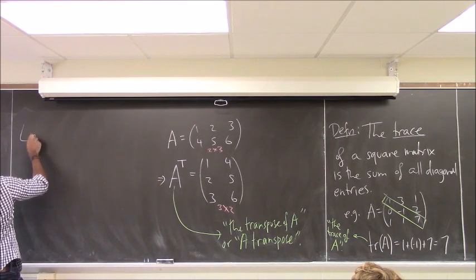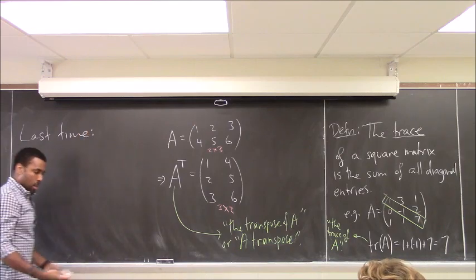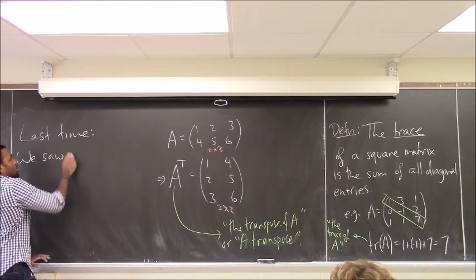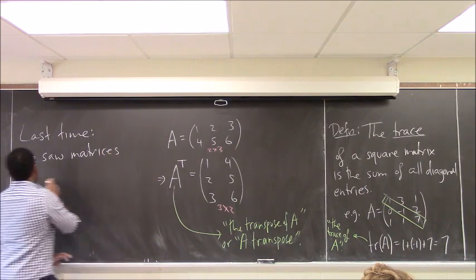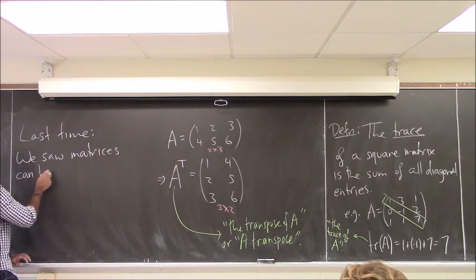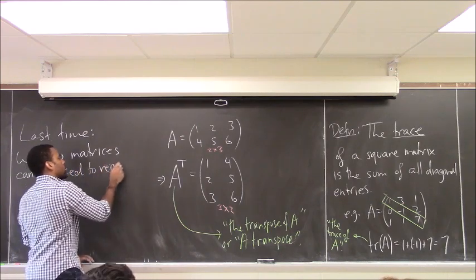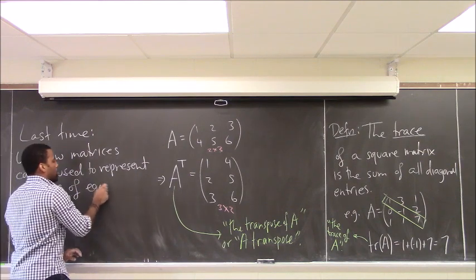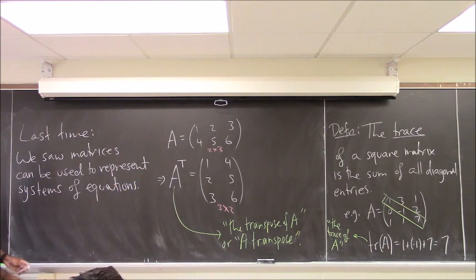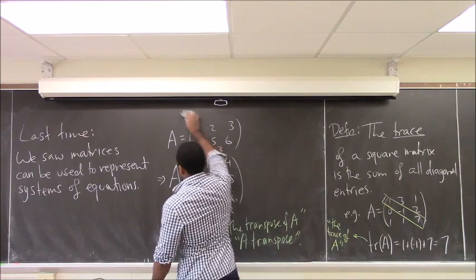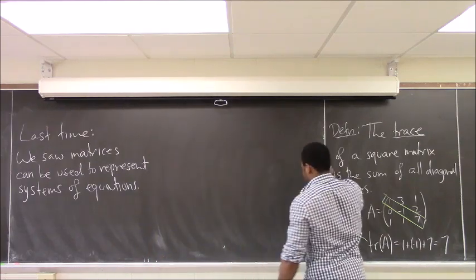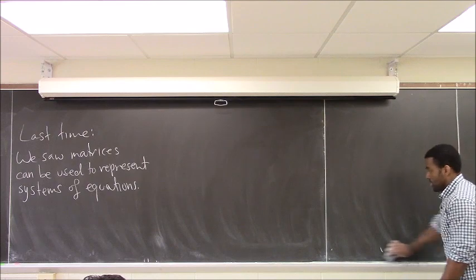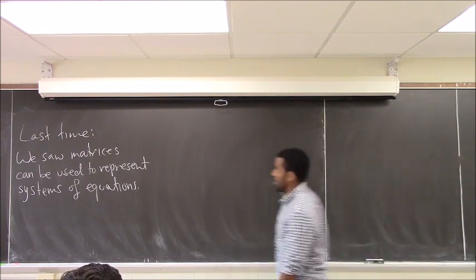So, last time, now we're back up to speed where we left off last time. We saw matrices can be used to represent systems of equations. I didn't write this out generally, but I did some examples which hopefully makes the idea clear. For this class, writing down everything too general just makes it overly complicated. But for other classes, I probably have to write things down in general.